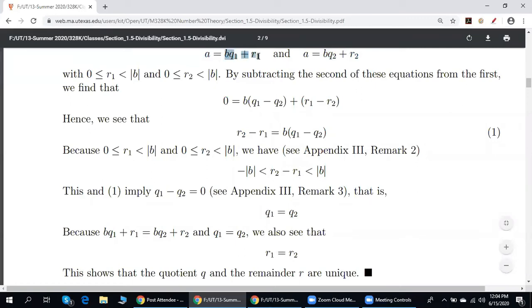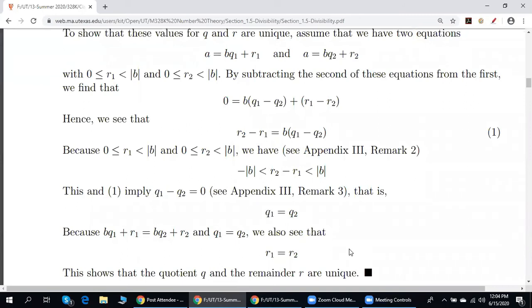Therefore, bq1 plus r1 is equal to bq2 plus r2. This is what we have over here. q1 is equal to q2. Therefore, bq1 is equal to bq2. We cancel out this term and we get the following. r1 is equal to r2. So q1 is equal to q2, r1 is equal to r2, which proves uniqueness.